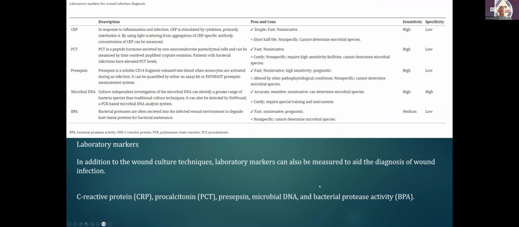Testing the patient's lab parameters is also important, with C-reactive protein, procalcitonin, presepsin, and now DNA technology with microbial DNA can be used. Also, newer approaches are trying to detect bacterial proteases. Now, proteases, which are matrix metalloproteases, are secreted by the bacteria and also by the host MMPs. So these need to be detected, and there are new technologies for protease detection that are upcoming.